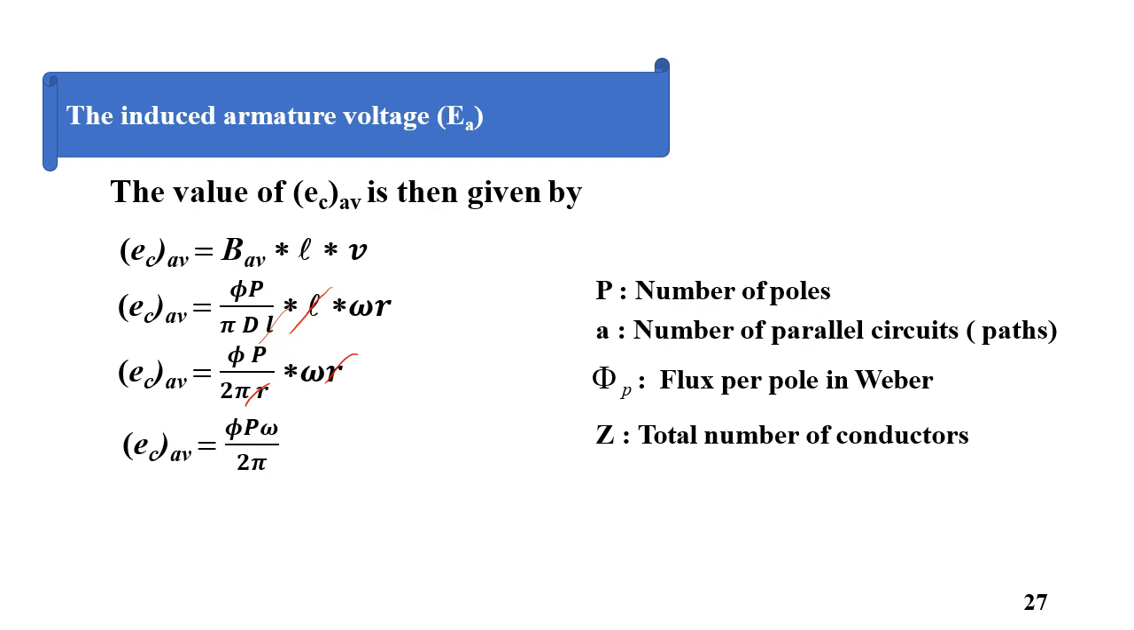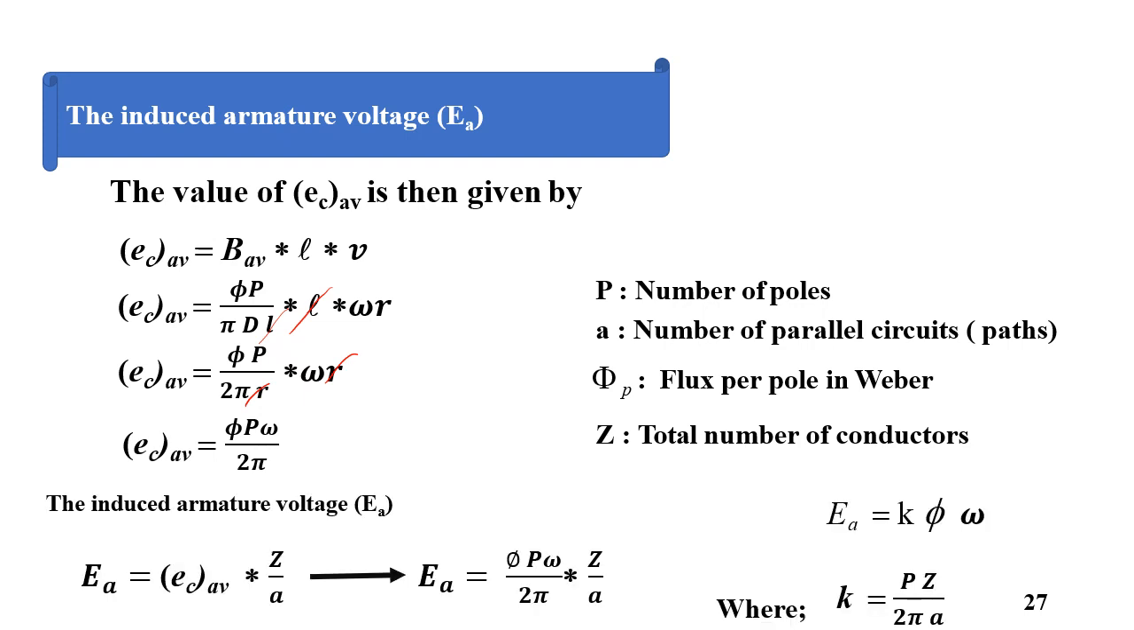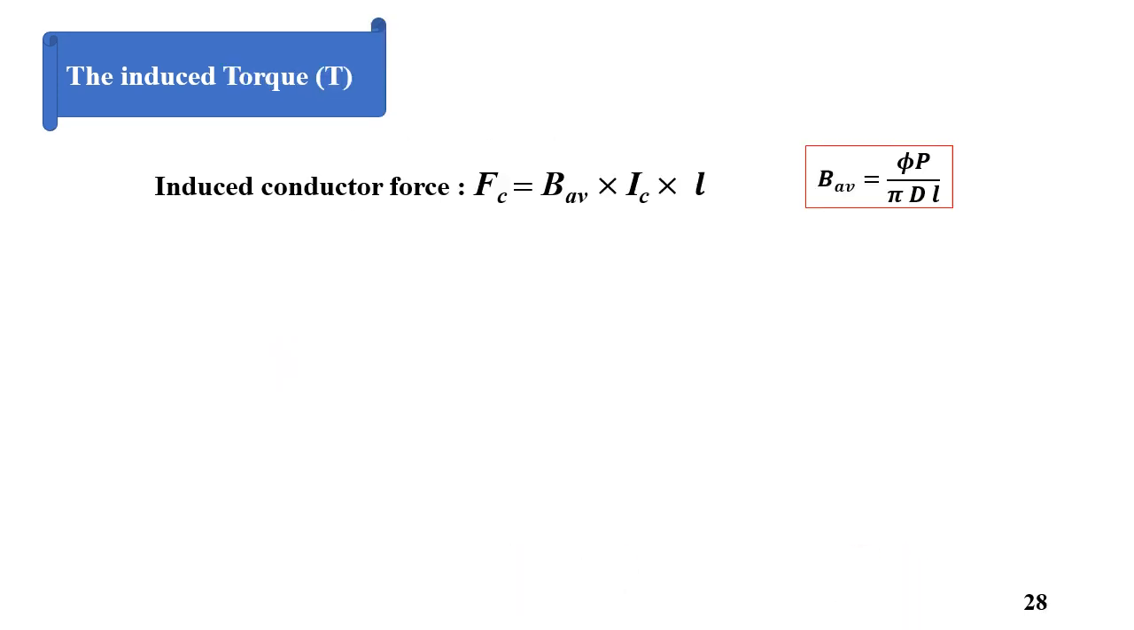To get EA, we multiply it by Z over A. Then we have phi P omega divided by 2 pi times Z over A. We collect the constants, which is PZ divided by 2 pi A, which is the machine constant K, PZ divided by 2 pi A, times phi times omega.